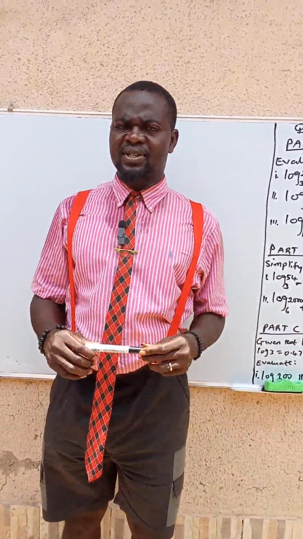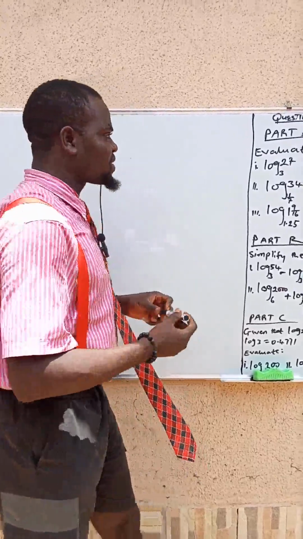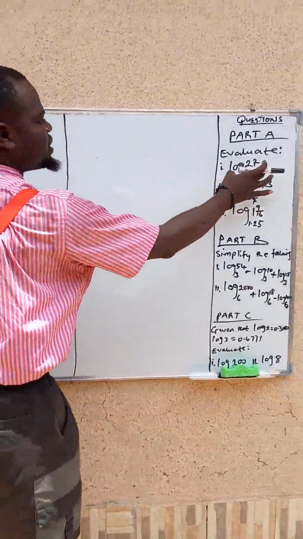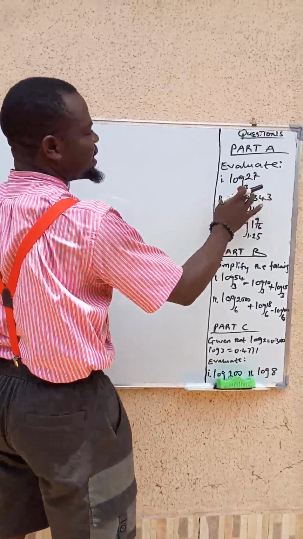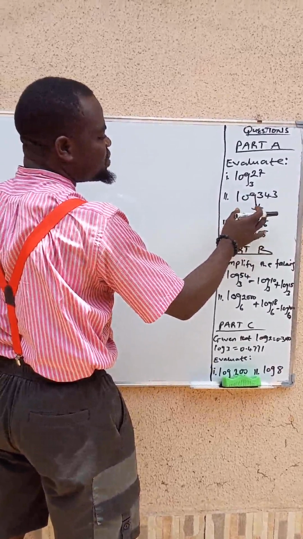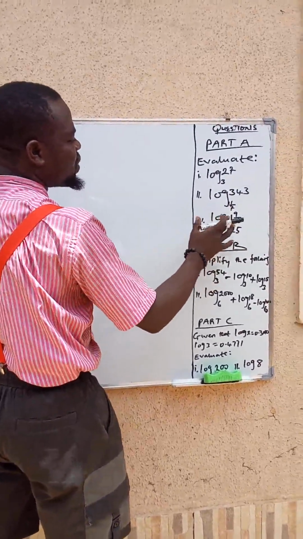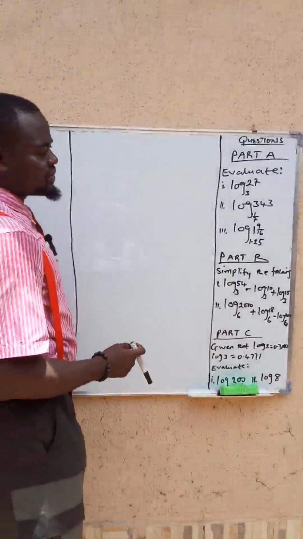Let's do a little justice to log reading. We did the introduction last time. Now watch. This one is very simple because I know you can do it. Evaluate log 27 to base 3. Then log 343 to base 1 over 7. Log 1 whole number 9 over 16 to base 1.25.